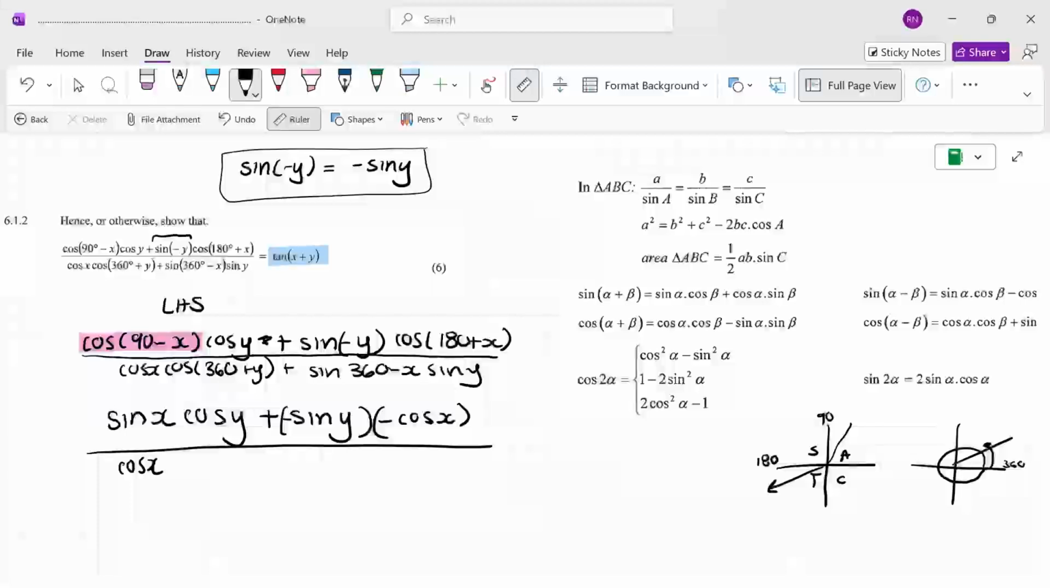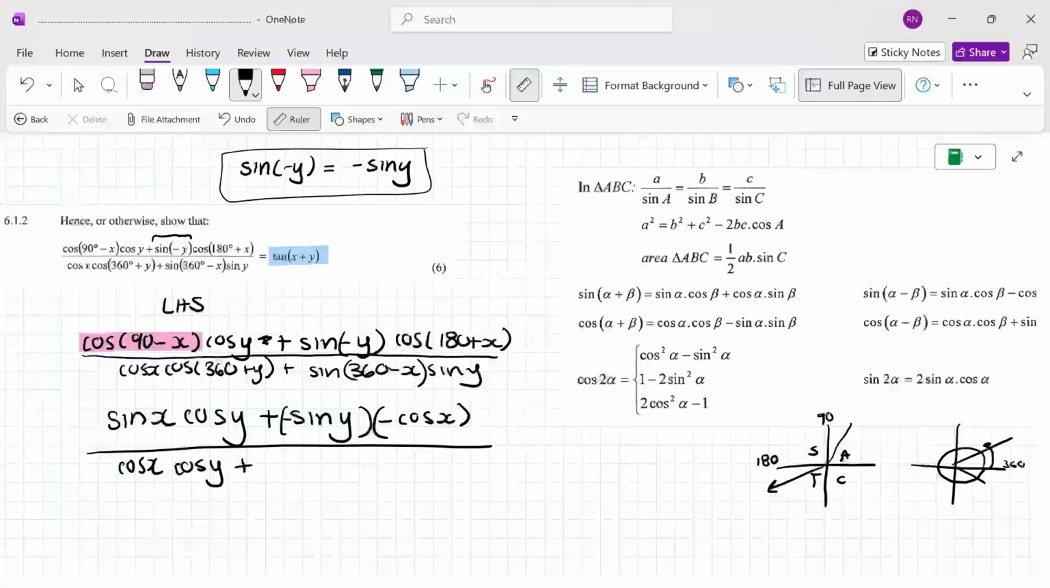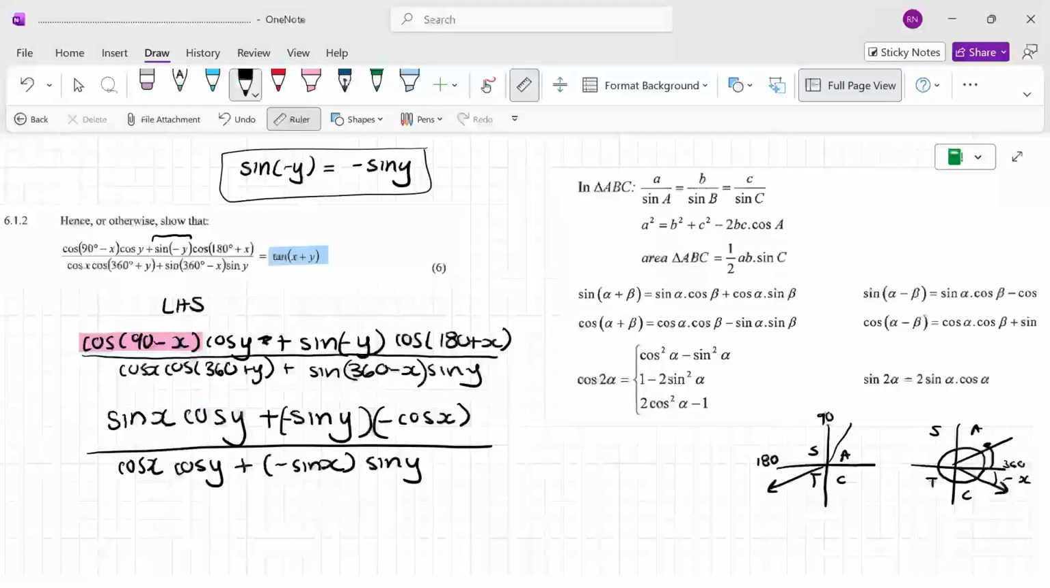So that just stays as cos of y plus sine of 360 minus x. 360 is here. 360 minus x lands here. So minus x is here. Sine is negative in this quadrant. So it's going to be minus sine of x and sine of y. Okay, so that was just a bunch of reduction and cofunctions.